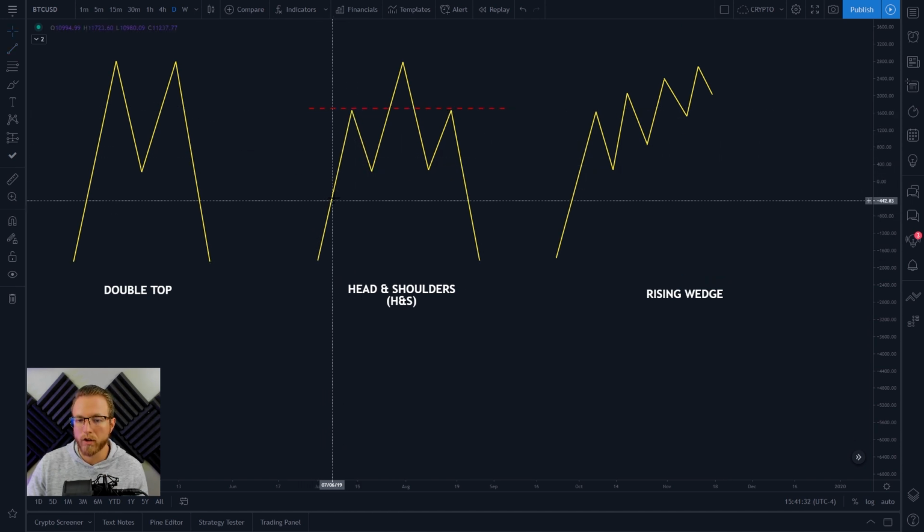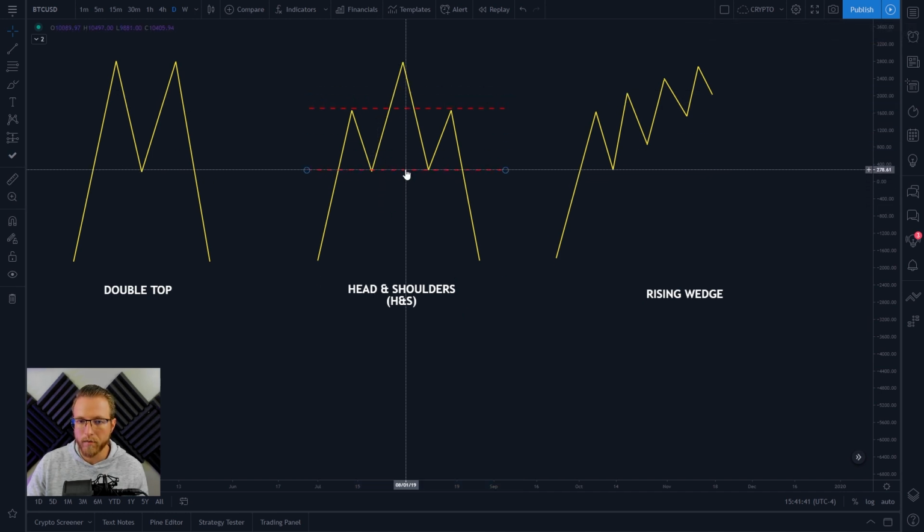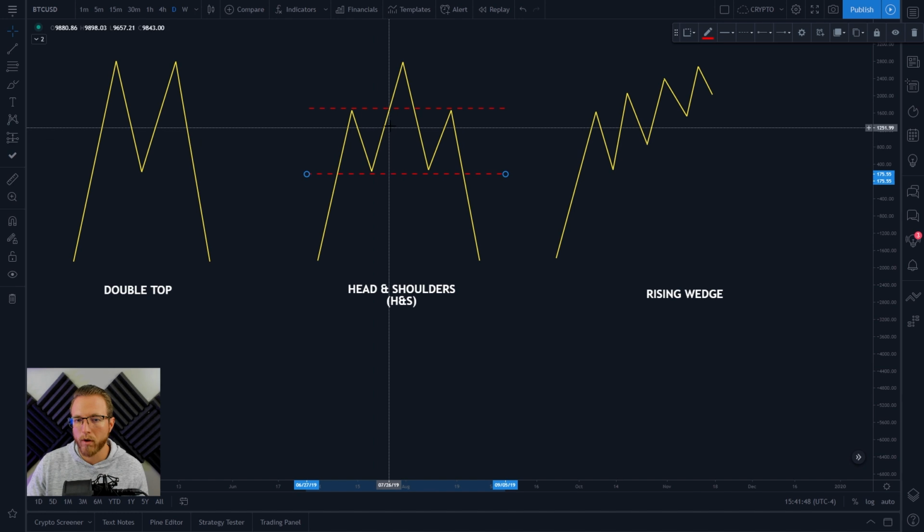This was your first rejection. The price action came up, you rejected here, and then you hit a level of support. So you've got a support level that's about here. After that, the price finds support and comes up past its previous high.